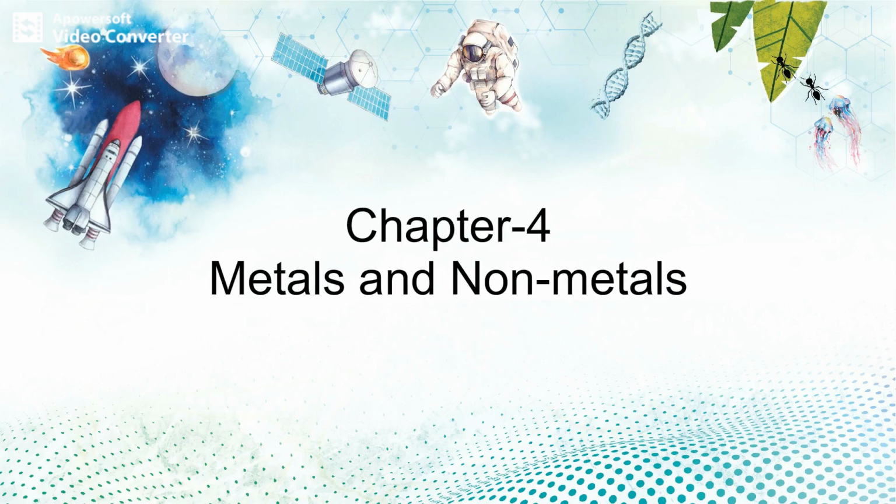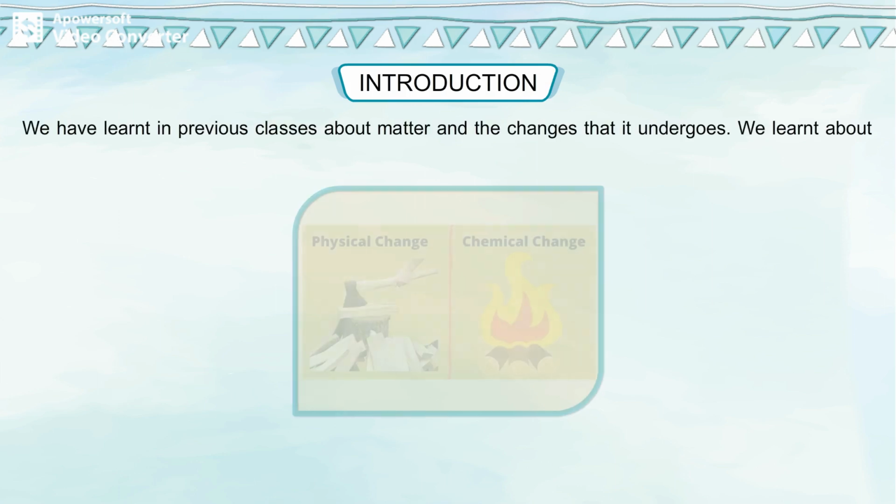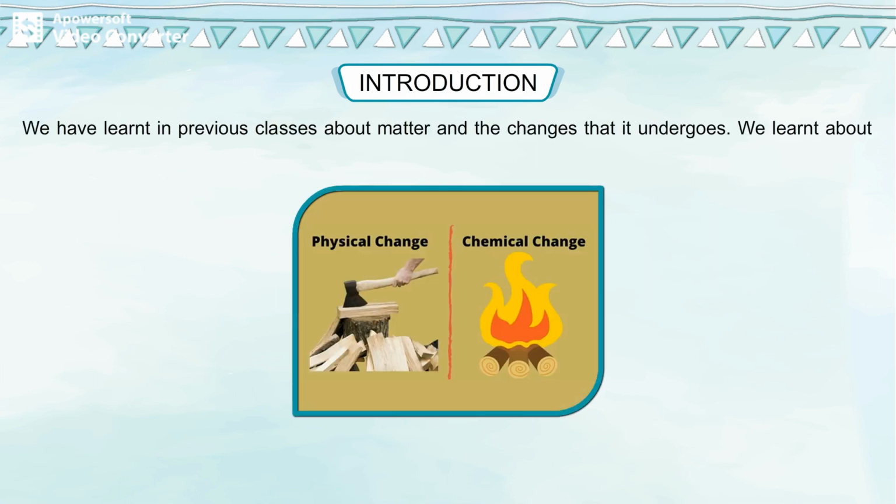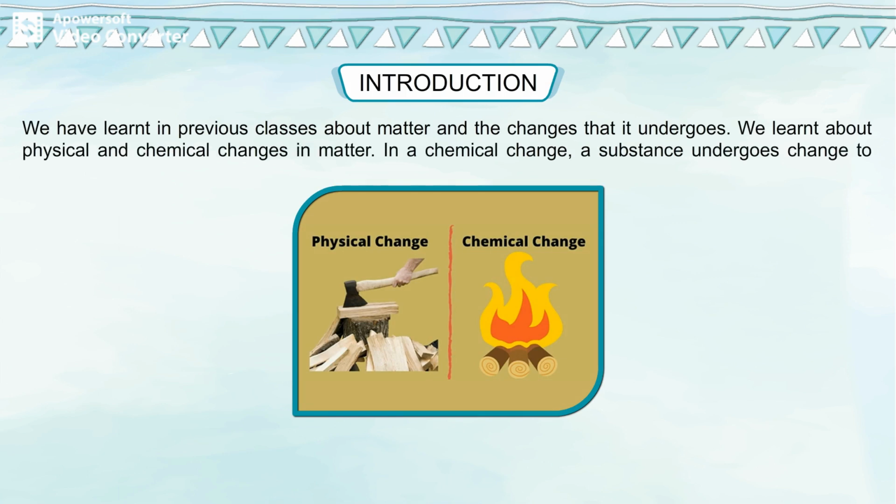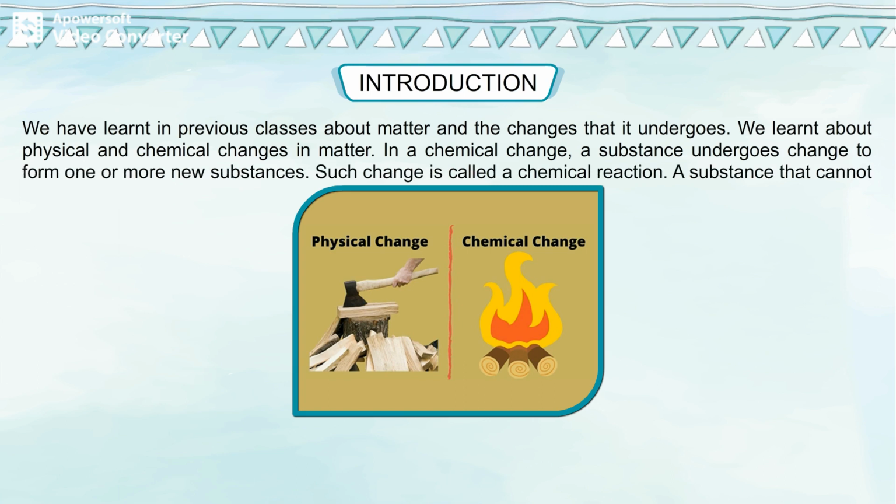Chapter 4, Metals and Non-Metals. Introduction. We have learnt in previous classes about matter and the changes that it undergoes. We learnt about physical and chemical changes in matter. In a chemical change, a substance undergoes change to form one or more new substances. Such change is called a chemical reaction.